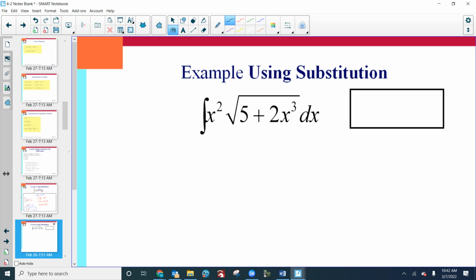Any ideas on what to let u equal? And it's okay. Most of you don't know right now. But based on my rule, what should we try to let u equal?